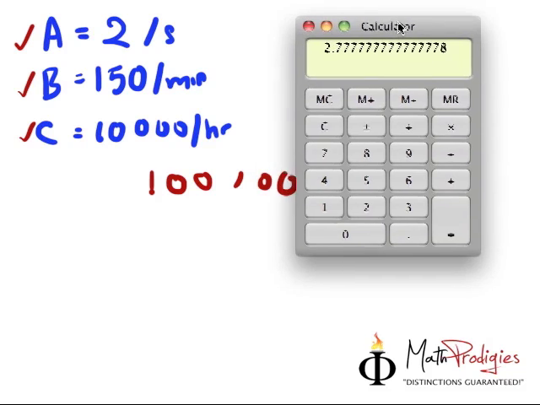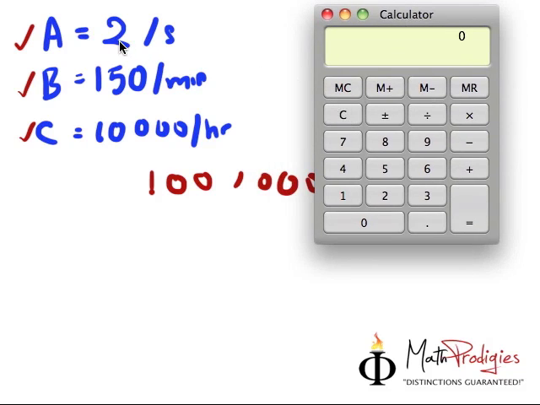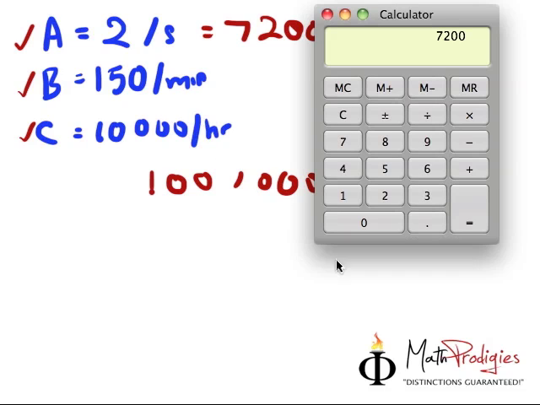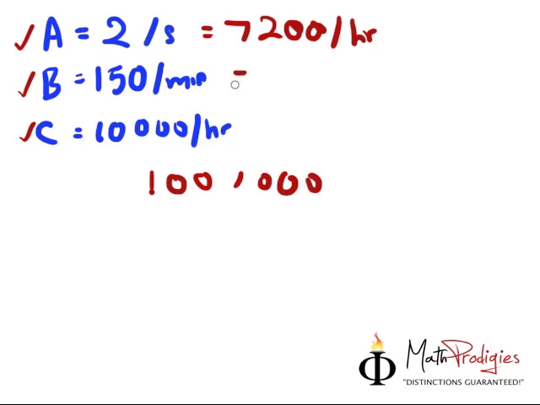So instead of dividing, I would multiply. A makes 2 per second, which means in 1 minute it can photocopy 120. In 1 hour, times 60, it can copy 7,200 per hour. For B, 150 per minute, so 150 times 60 gives me the hour. It can photocopy 9,000 in an hour. So you see, these answers are very accurate. I don't have to put a decimal place to it.